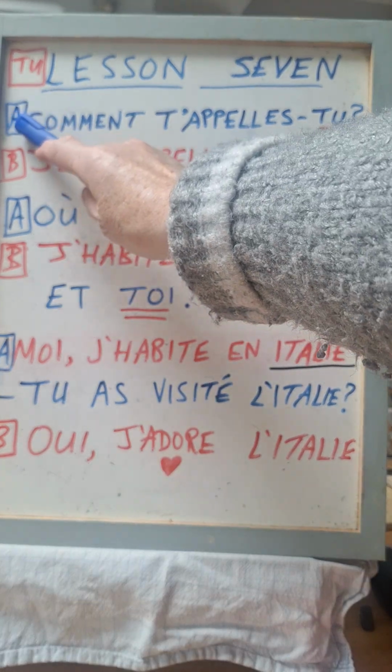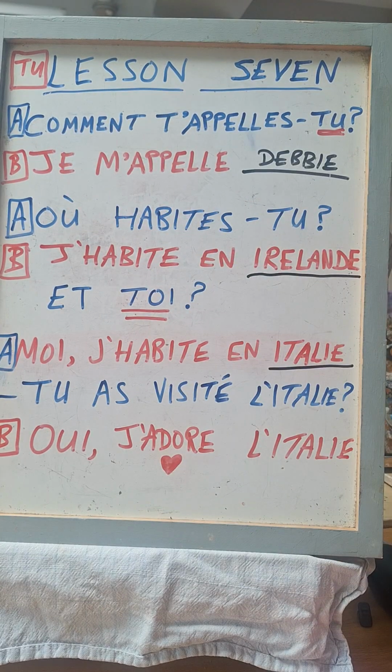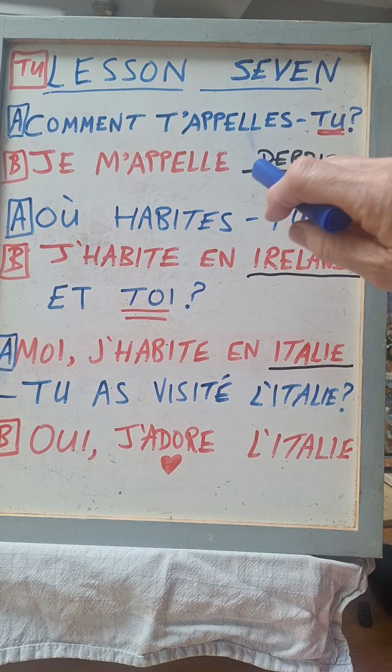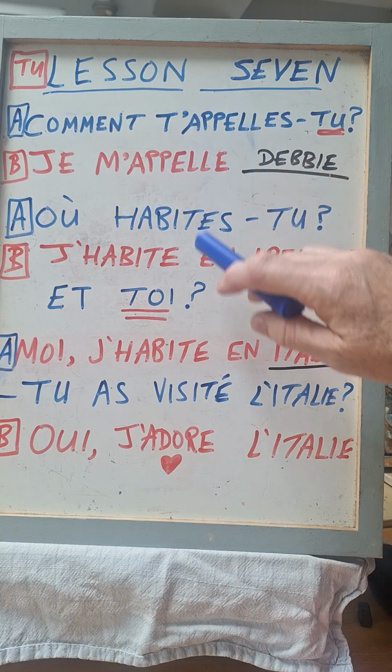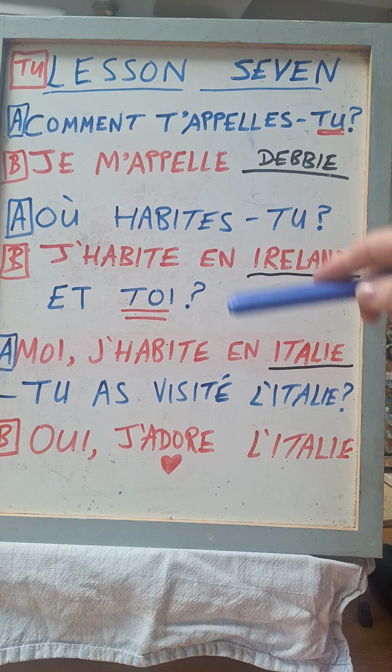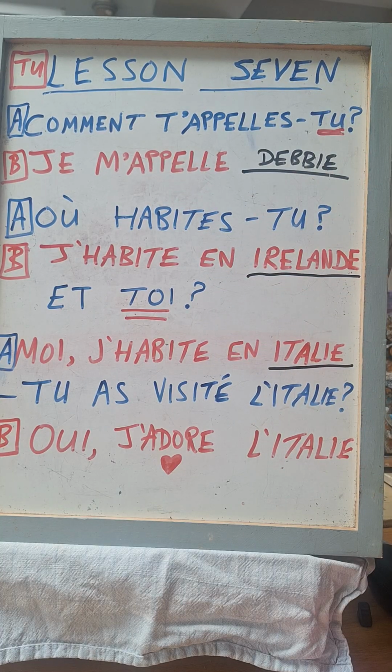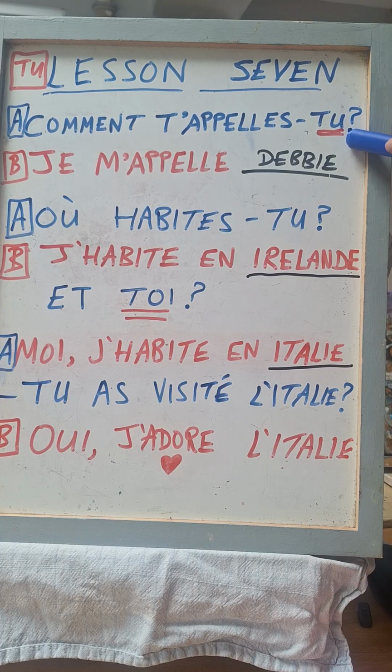So this is person A and this is person B. If you imagine that they're having a little conversation, okay? The blue is the question and the red is the answer, okay? So that'll help you to divide that up a wee bit. Okay, so the first question.